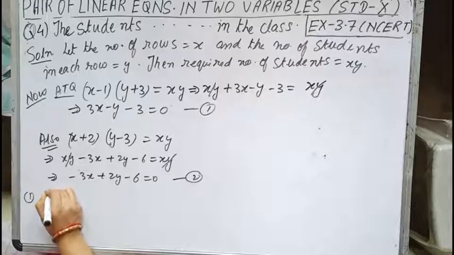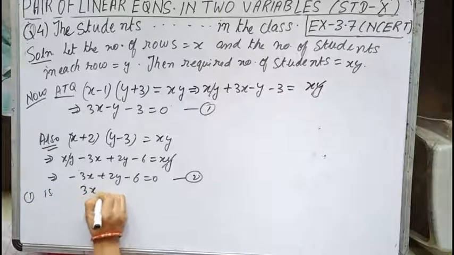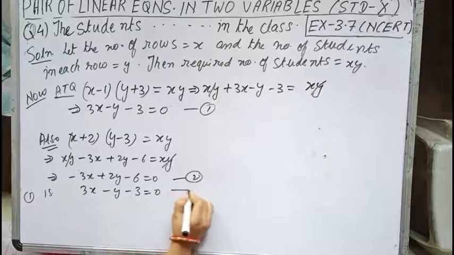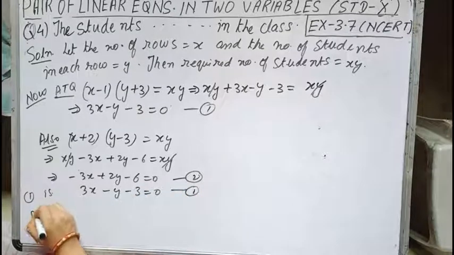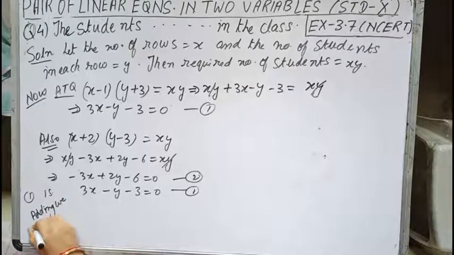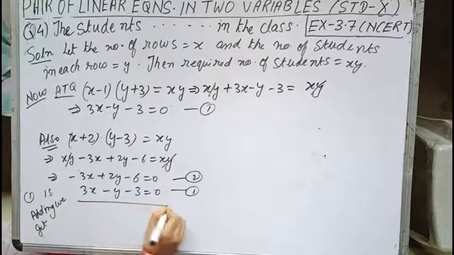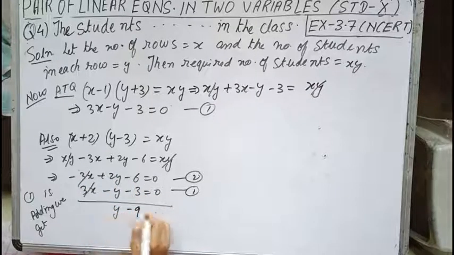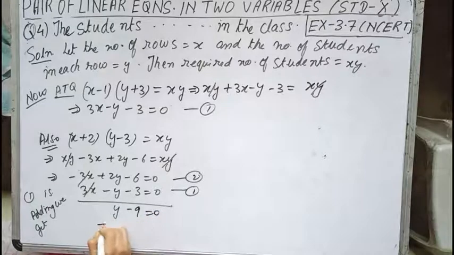And one is 3x minus y minus 3 equals 0. Now adding, we get 2y minus y is y, minus 6 minus 3 is minus 9 equals 0. This implies y equals 9.